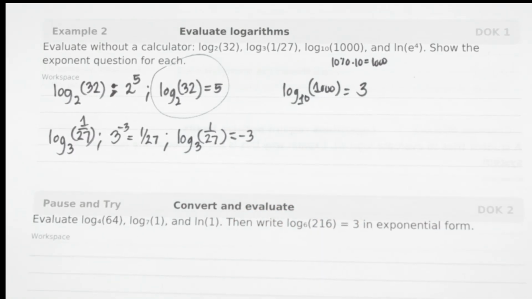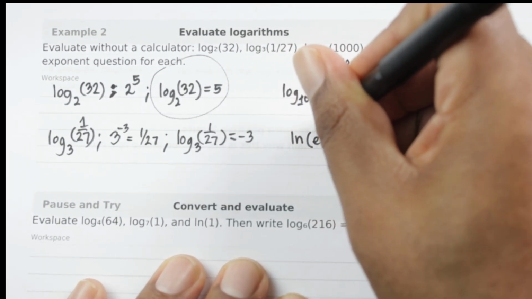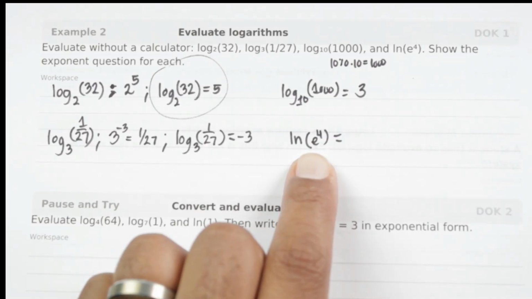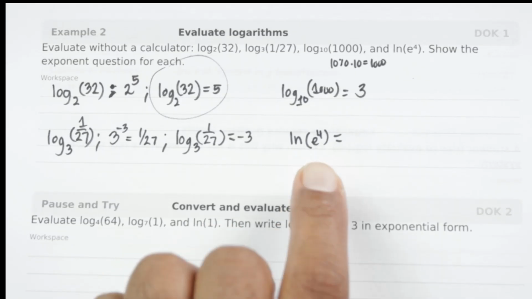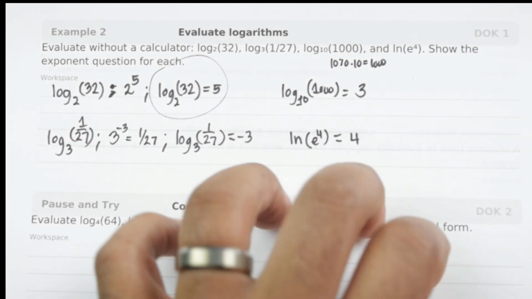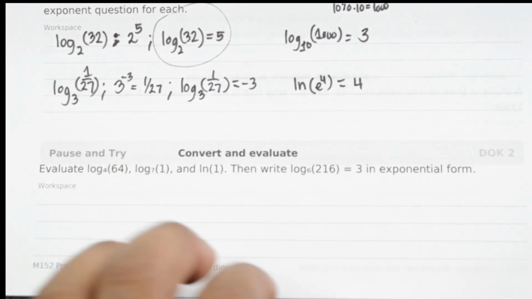Then part D. This is a natural log, so this is ln of e to the 4th. What this means is log base e. So this is essentially asking, e raised to what power equals e to the 4th? And the answer is 4. Now, pause and try the following problems at the bottom.